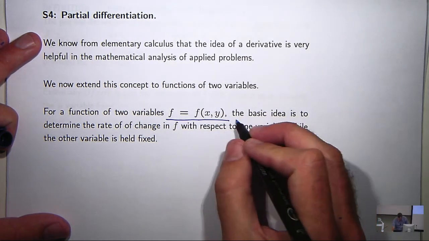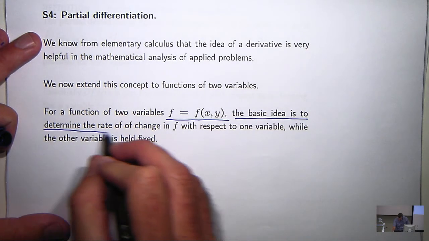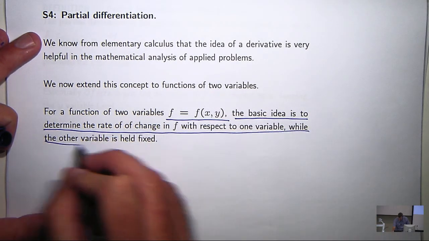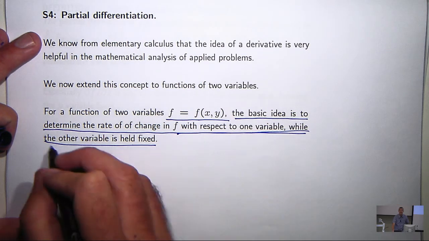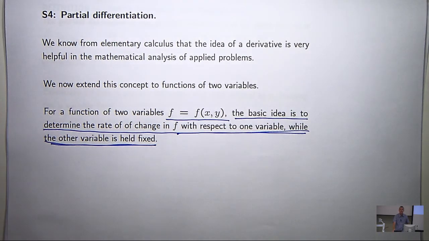What we're going to do is propose a method and an idea, a concept, of determining the rate of change of a function with respect to one of its variables, but we're going to keep the other variable fixed. Now you might think, what does that mean? Well, let me show you.